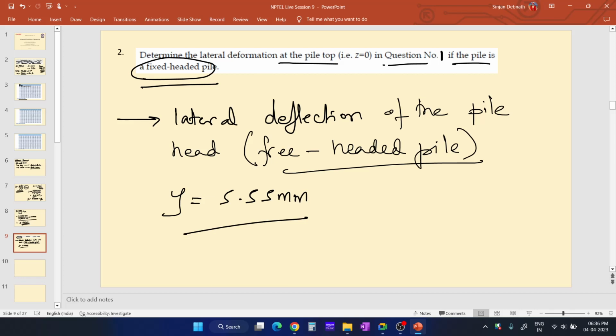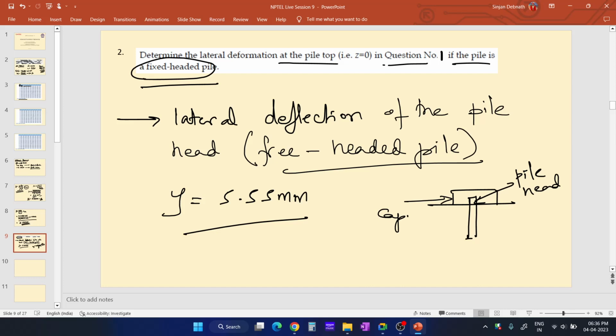In case of a fixed headed pile, you have a pile cap on top of the pile. Suppose this one is your pile and there is a pile cap on top of the pile. The top of the pile will try to restrict the lateral movement of the pile head. This is the pile head, and this is the pile cap. This cap will try to restrict the lateral deformation of the pile head.